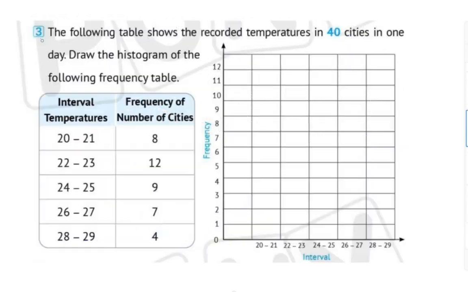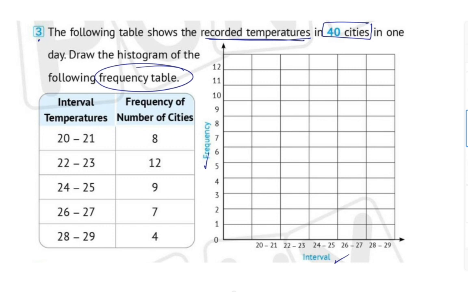Let's continue. Point 3: the following table shows the recorded temperature in 40 cities in one day. Draw the histogram of the following frequency table. He gave me the frequency table with the interval and the frequency, and of course he drew the histogram axes for us: the y-axis for frequency, the x-axis for interval. It's already set up to work. Okay, so it's easy.